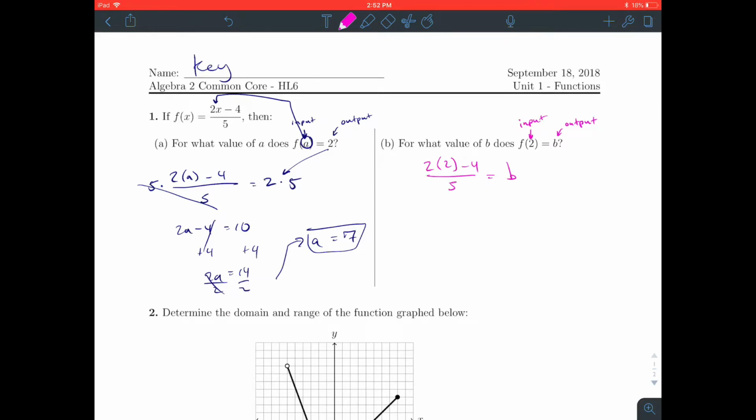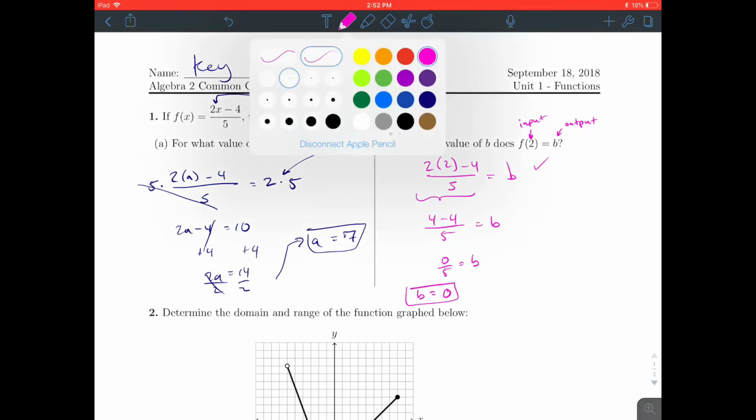And this is a strange looking problem because b has already been isolated. So the only thing we have to do is simplify the left-hand side. That gives us 4 minus 4 over 5 equals b. 0 over 5 equals b. 0 divided by 5 is 0, so b equals 0.